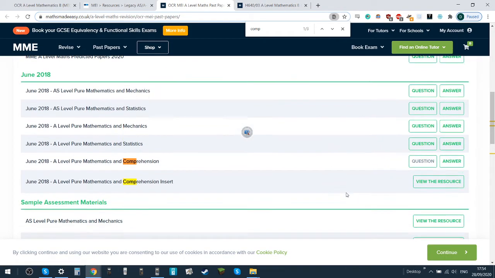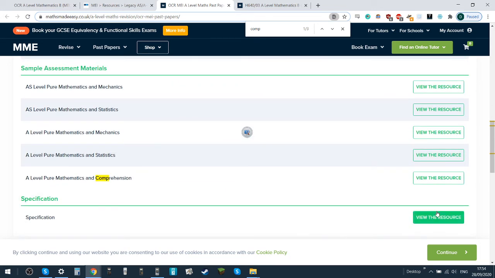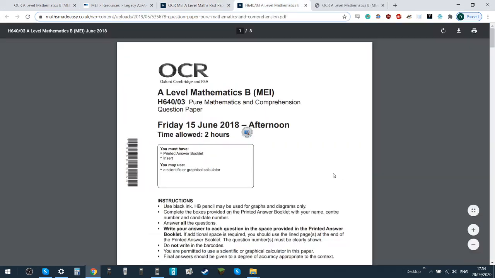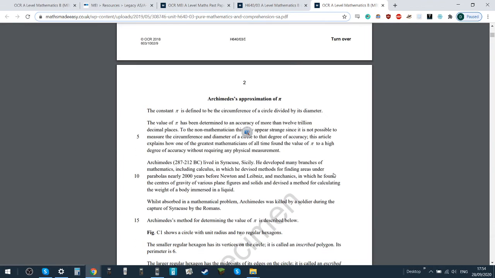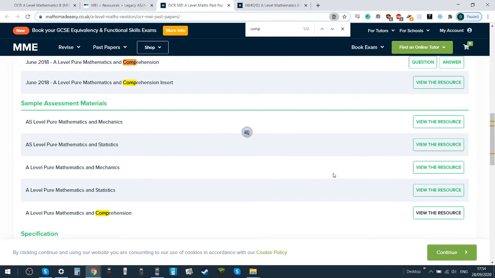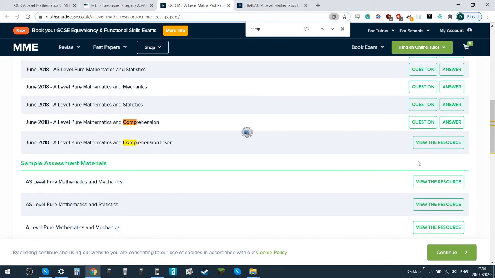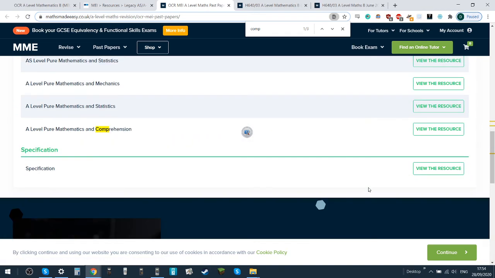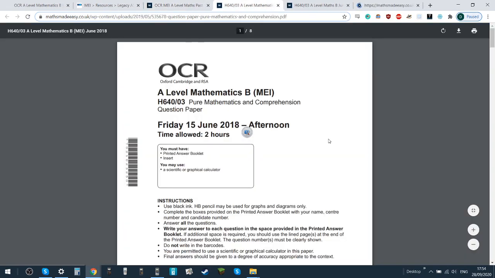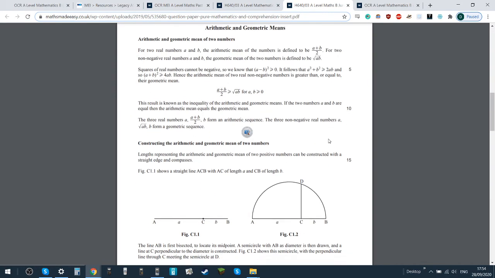Did they not give the article on this one? Maybe. So there's view the resource. That's the sample one. It's the same one. So yeah, I think it's just because comprehension is new for the spec. I think it is new. There's one here. But that's the same. It's just the paper. Oh, there. June 2018.